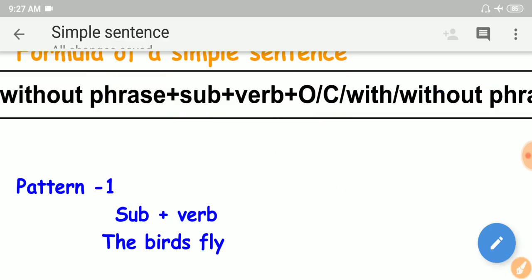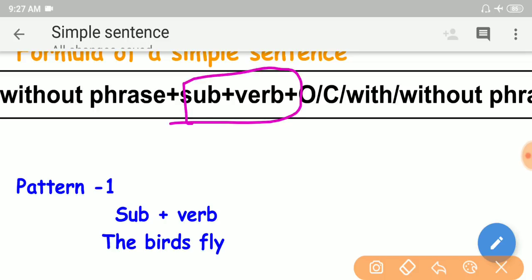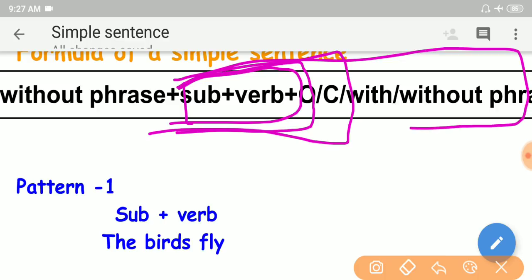So if you want to write a very simple sentence, you can write just subject and verb. If you want to write a little bit bigger than that, you can write subject and object. Then if you want to write much bigger, subject, object and complement. Then if you want to write a much bigger sentence, then subject, verb, object or complement, and with a phrase you can write, my dear friends. About this we are going to learn.